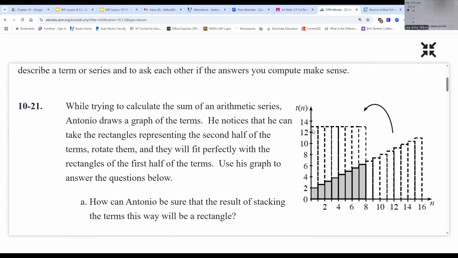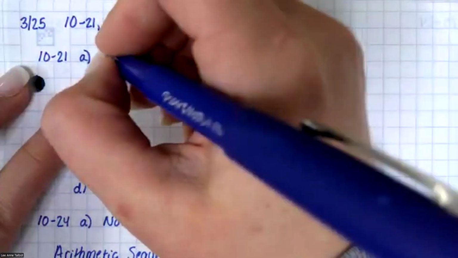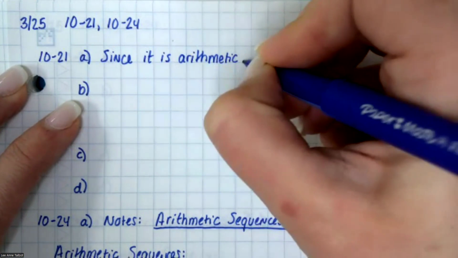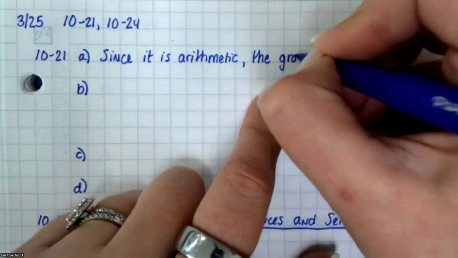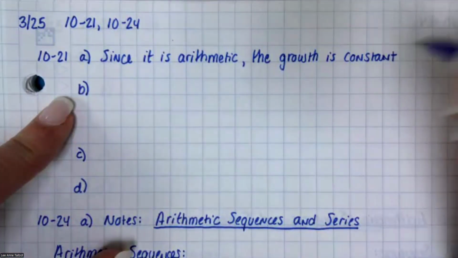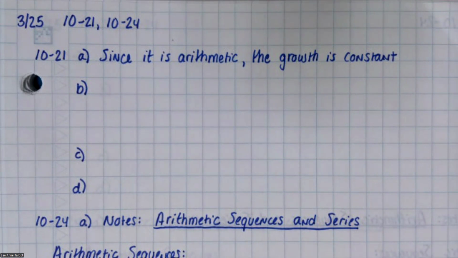If you're looking at it, it looks like it's making the rectangle. What I was gonna say is because they grow by the same amount each time, the height of the bars is going to be changing constantly, so it should always fit. Okay, B.